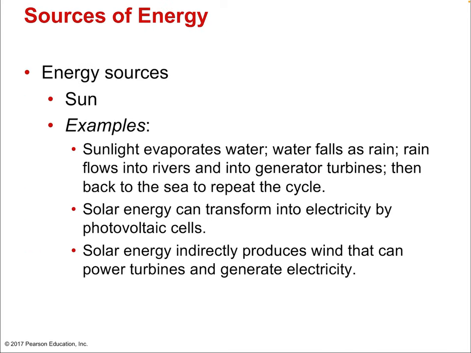So where do we get energy in the first place? If we're going to convert it to useful things like driving cars or having electricity in our wall outlets, where does it come from? A very good source of energy is the sun. Sunlight evaporates water, water falls as rain, rain flows into rivers, and then we have big hydroelectric dams with generators in them. We turn the sun into that energy indirectly, or we can do it more directly with solar energy.